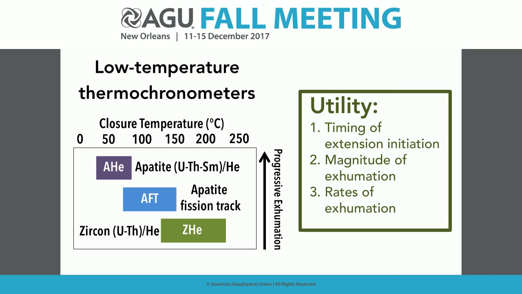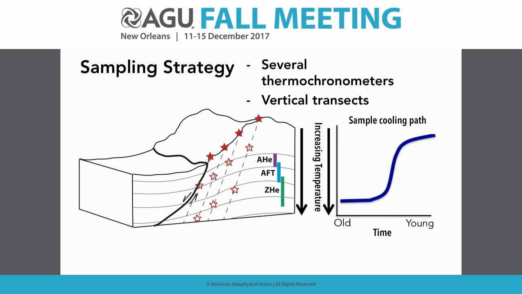And the way we can do this in a rift system specifically is by sampling several samples with a vertical spatial relationship that we know. And so here I have a schematic diagram of your normal fault, and your footwall has been exhumed up during fault activity. And so these stars are your schematic vertical sampling transect.